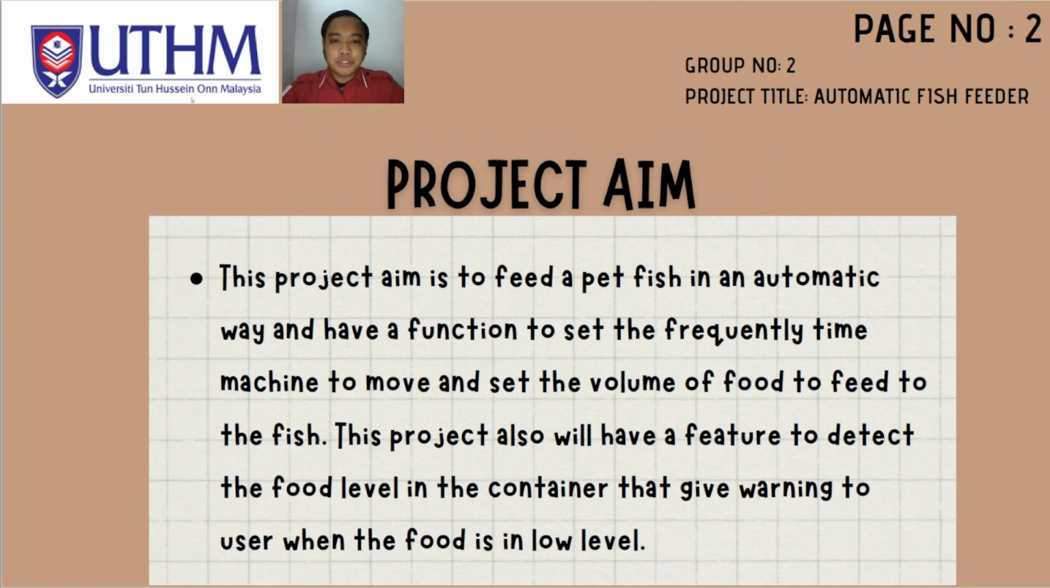Next is our project aim. Our project aim is to feed a fish in an automatic way and have a function to set the time for the machine to move and set the volume of food to feed the fish. Our project will also have a feature to detect the food level in the container that gives a warning to the user when the food is at a low level.